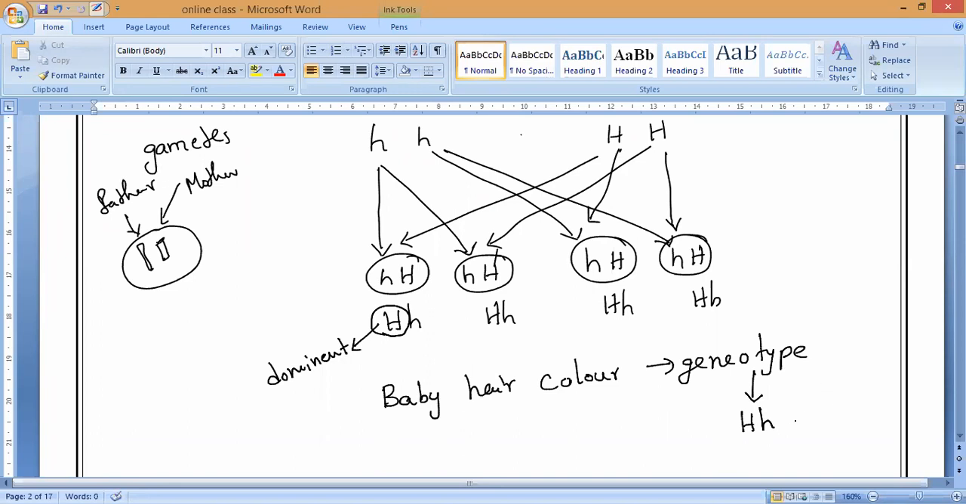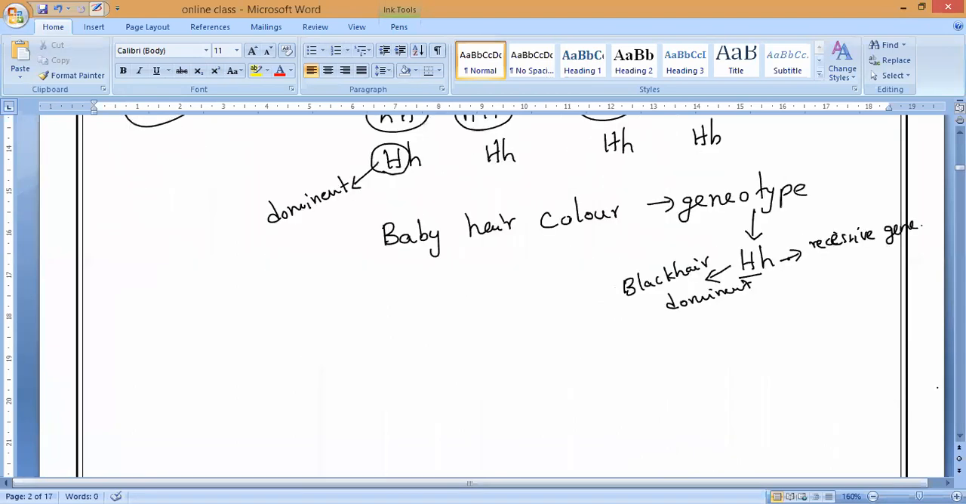So the gene capital H is responsible for whom? The capital H is responsible for black hair. Small h is responsible for what? It is the recessive gene. Usually it is responsible for blonde hair, but capital H, the dominant gene, gives black hair. So what is happening, guys? The baby will get what hair? Black hair. The baby will get black hair only because it is the dominant gene. Have you understood everybody clearly?